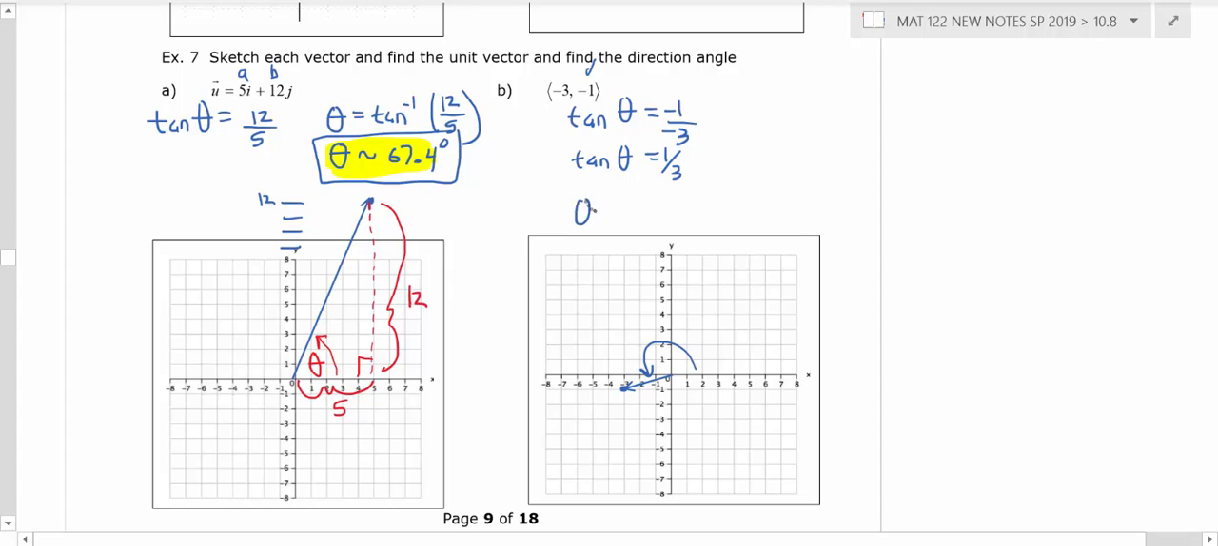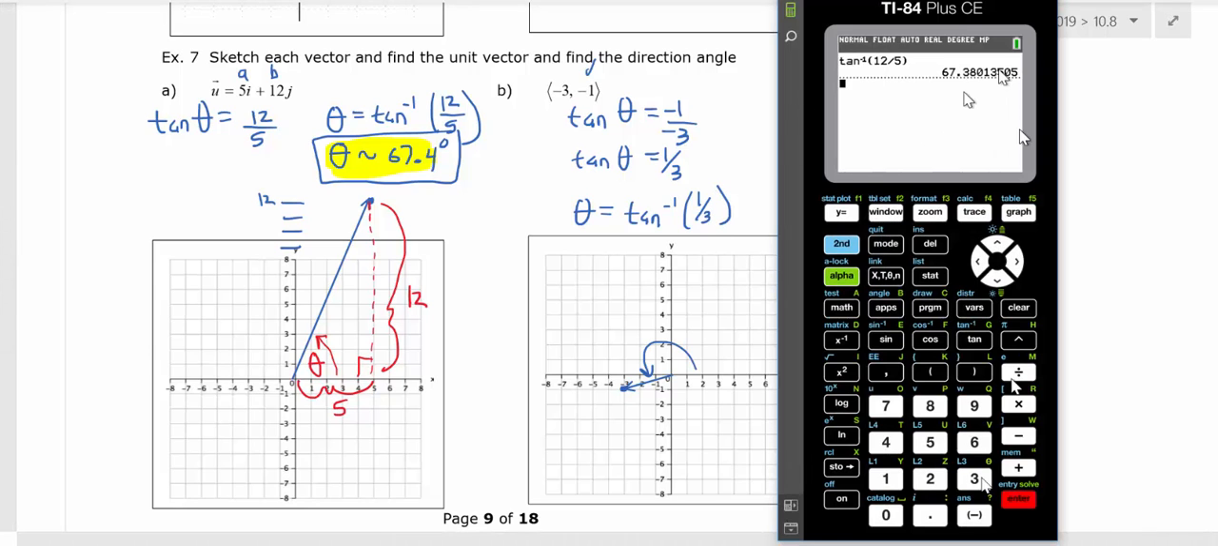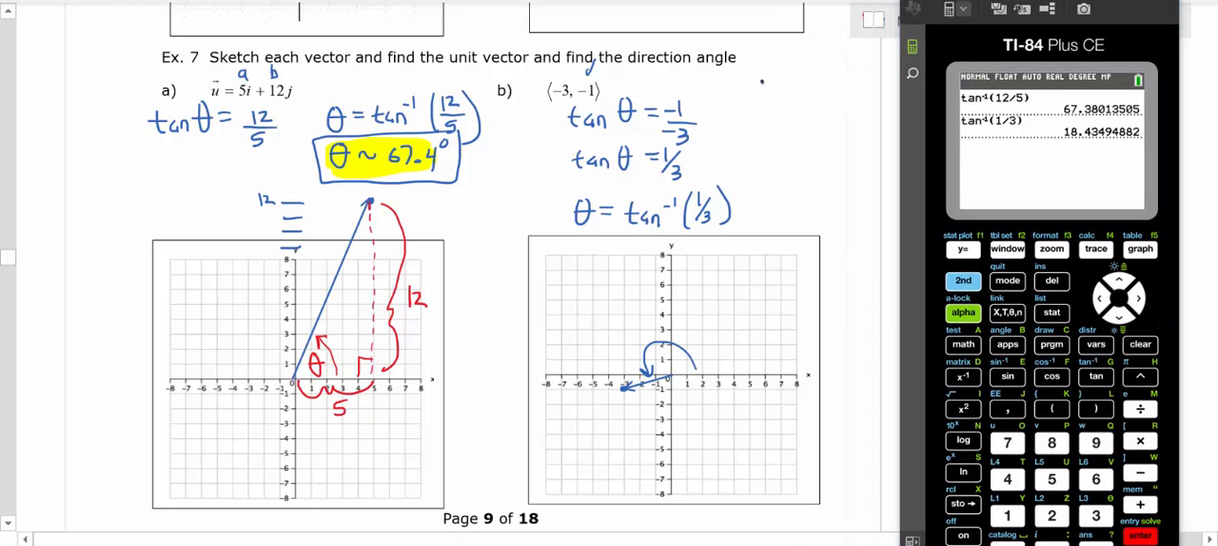So what I'm going to do is theta is the inverse tangent of 1/3. Okay, and that will give enough information to figure this out. So I go inverse tangent of 1 over 3, and that'll give me an angle of about 18.4 degrees.